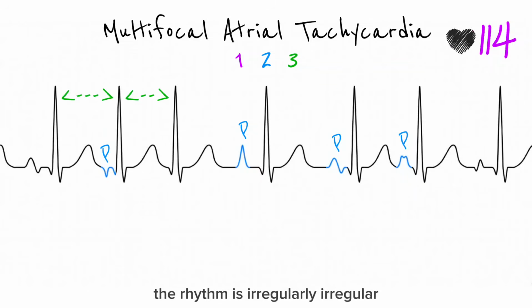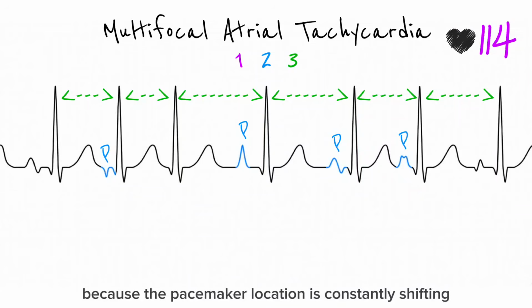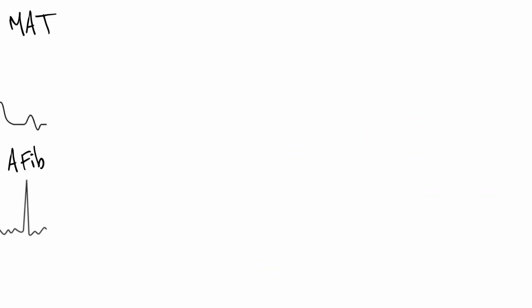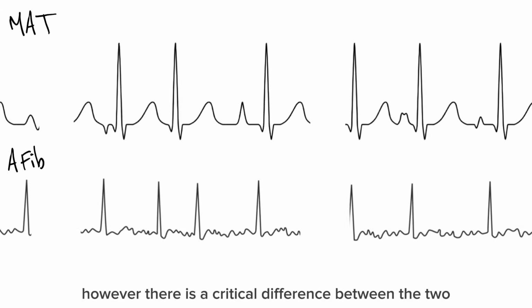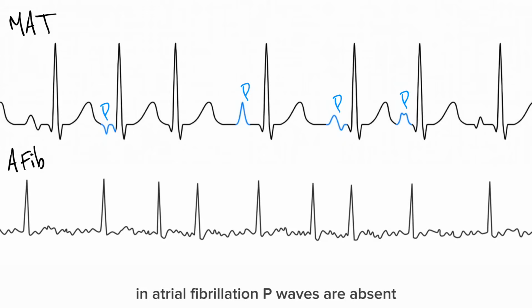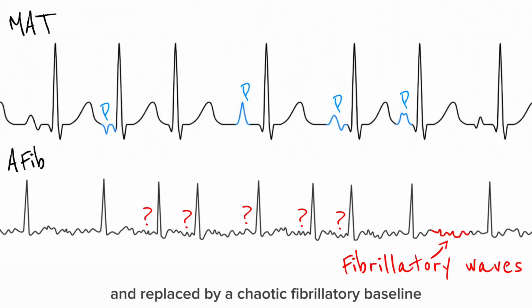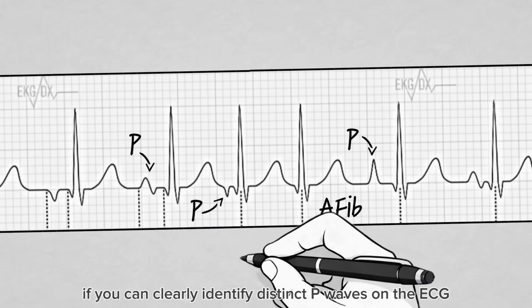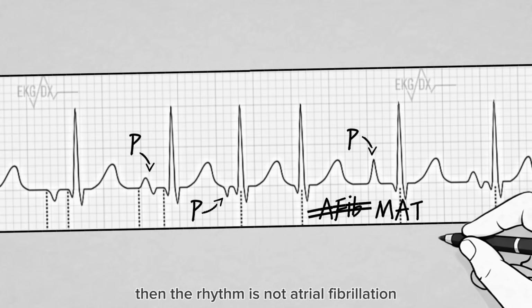Third, the rhythm is irregularly irregular. Because the pacemaker location is constantly shifting, the RR intervals vary unpredictably. This irregular rhythm is why MAT is frequently mistaken for atrial fibrillation. However, there is a critical difference between the two. In multifocal atrial tachycardia, P waves are clearly visible. In atrial fibrillation, P waves are absent and replaced by a chaotic fibrillatory baseline. This difference is essential for accurate diagnosis. If you can clearly identify distinct P waves on the ECG, then the rhythm is not atrial fibrillation.